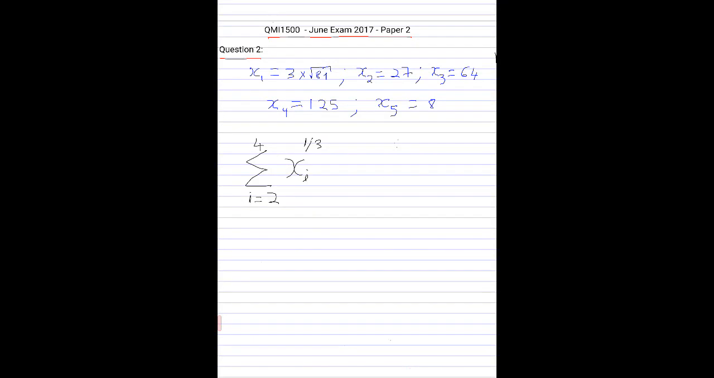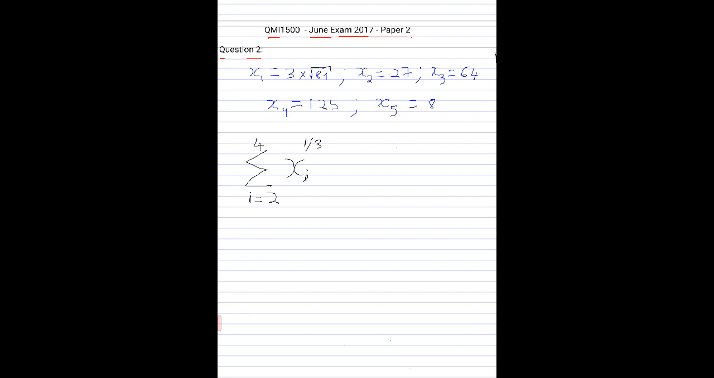Hi, we're going to look at question 2. This is from the June exam 2017 paper 2. We're given that x1 is equal to 3 times the square root of 81, x2 is equal to 27, x3 is equal to 64, x4 is equal to 125, x5 is equal to 8.